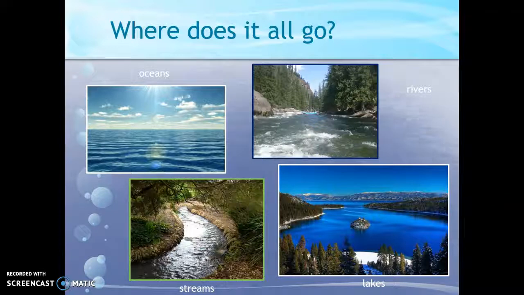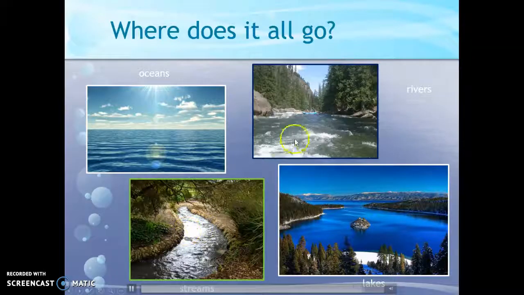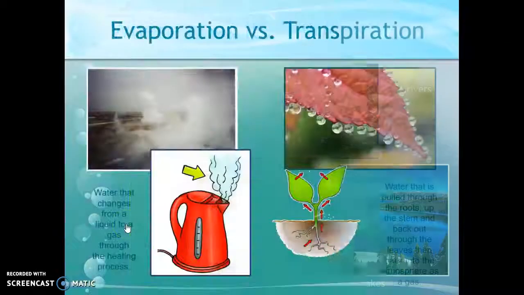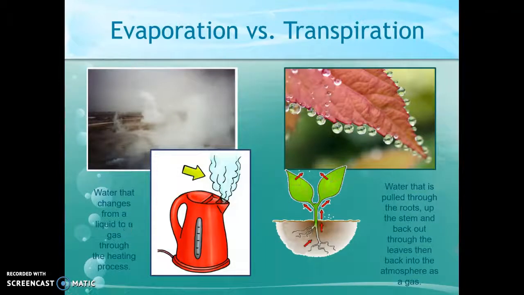Where does it all go? So as it goes down the rivers, the watershed's going to put you in streams, which are like small rivers, which are the big ones, lakes, or even all the way to the ocean. Everything's going to head towards a large body of water. When it gets there, it may sit around for a while, and on a nice warm day, we'll get evaporation.